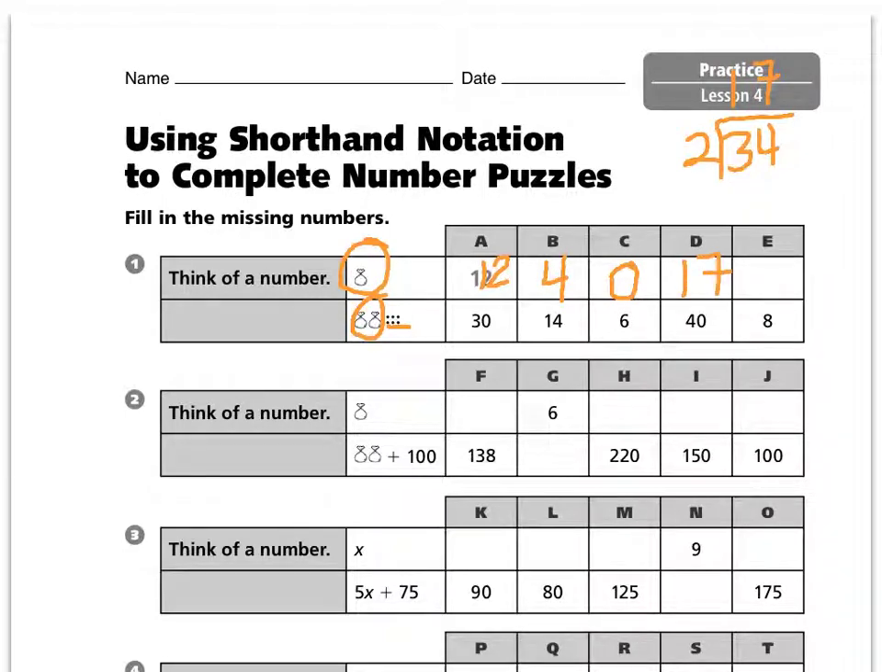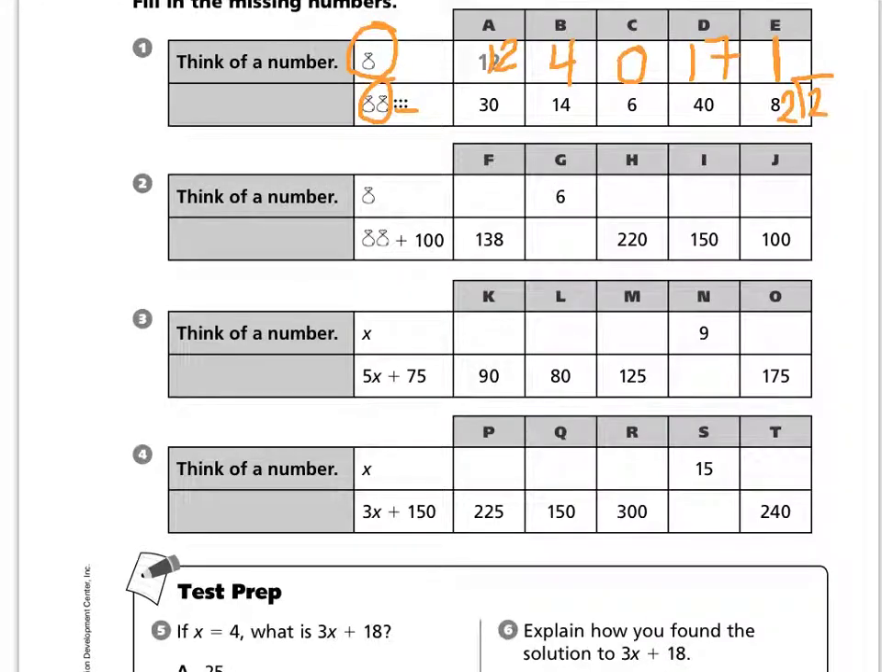For 8, you subtract 6, you get 2, divide it by 2, and you get 1. For number 2, you're going to do the same thing, where 1 will equal the top row, and then 2 plus 100 will equal the bottom part.